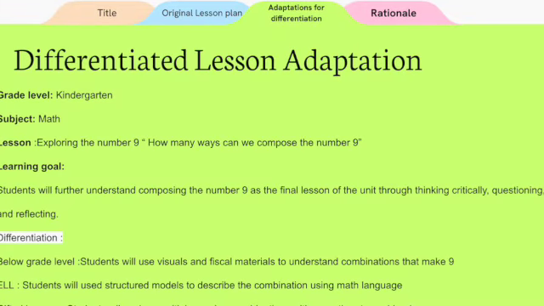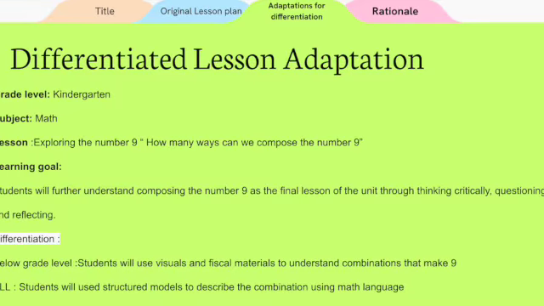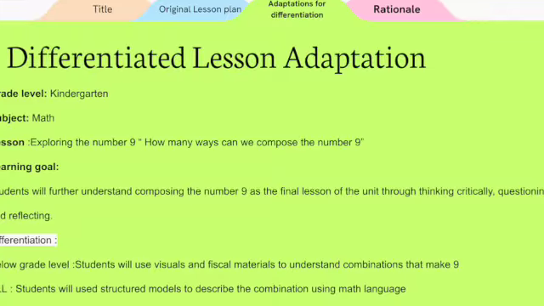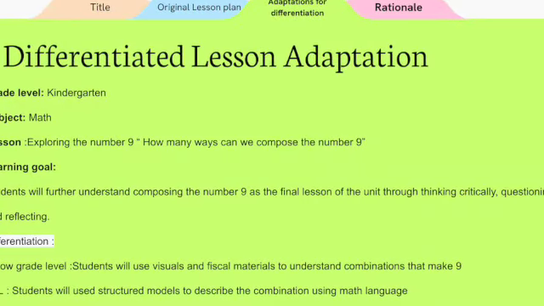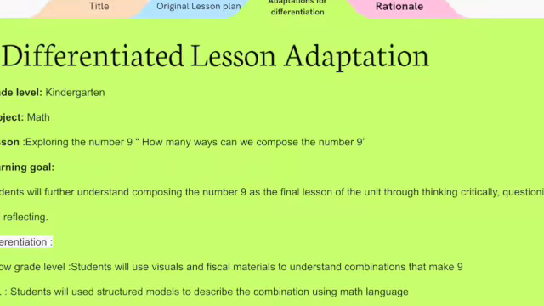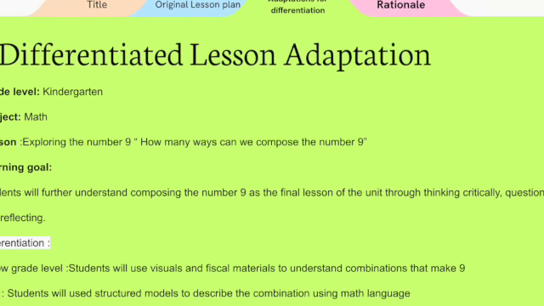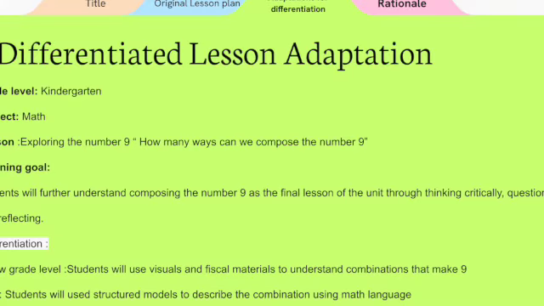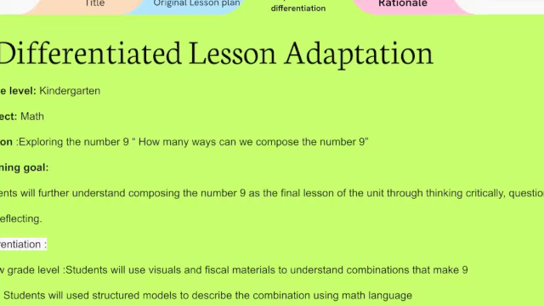So for differentiation, our below grade level students will use visuals and physical materials to understand combinations that make 9. That's our learning goal for them. For our English language learner students, our goal is that students will use structured models to describe the combinations using math language. And for our gifted learners, our learning goal differentiation is that we want our students to explore multiple number combinations with more than 2 addends.